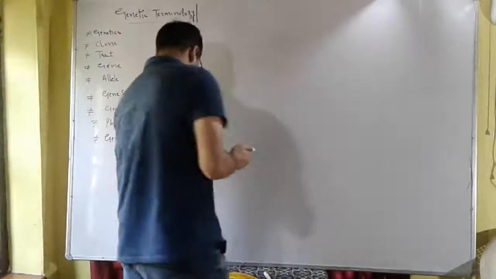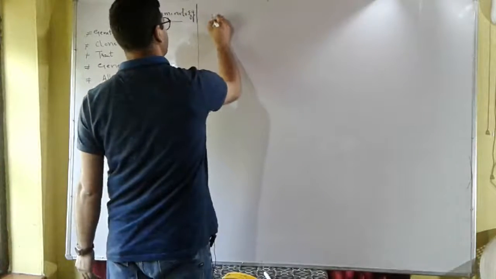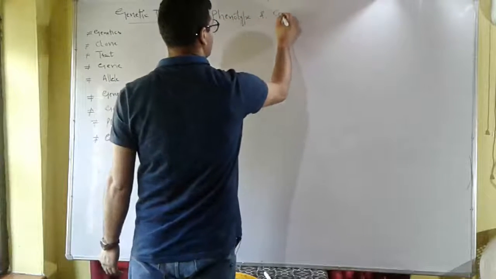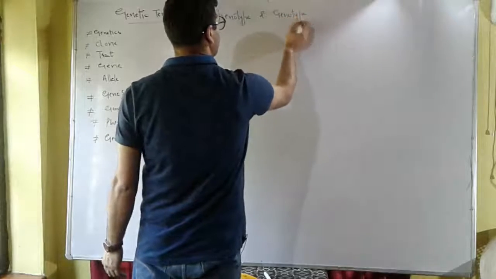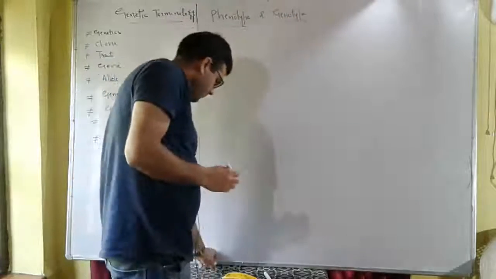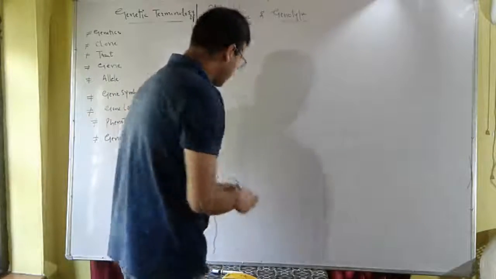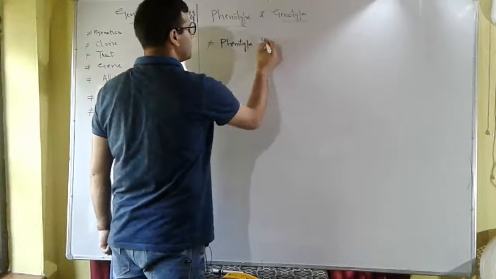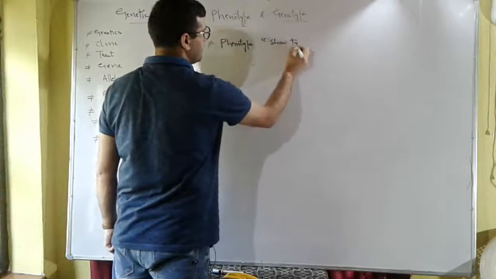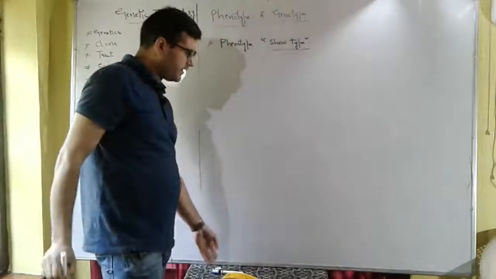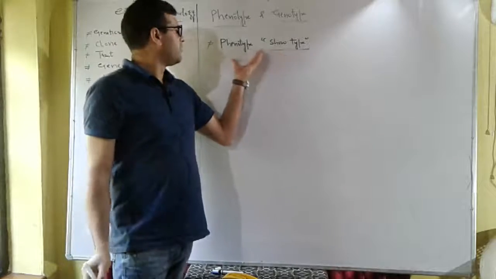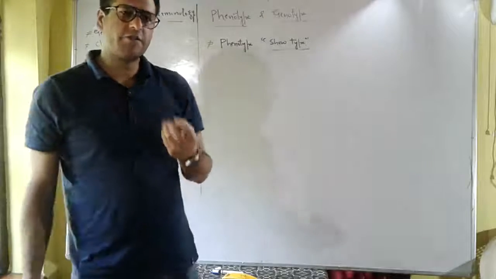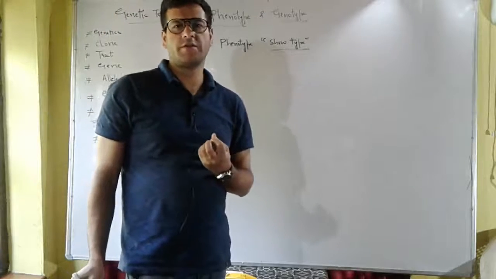Then what is phenotype and genotype? Phenotype is simply called a show type. Show type means which is observable. Phenotype means the observable structural and functional trait of an organism.